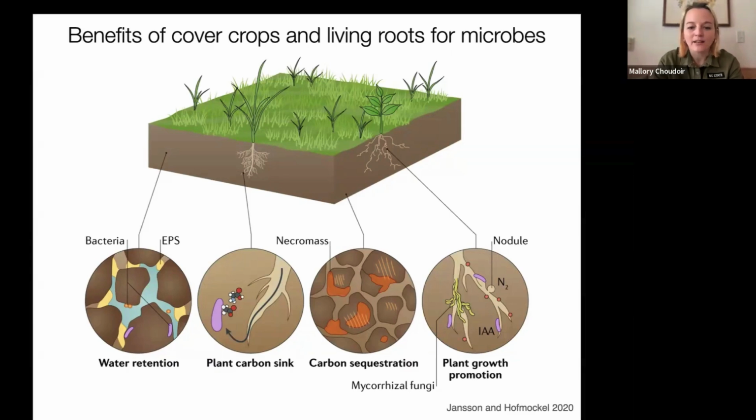The plants provide microbes in the rhizosphere carbon, so improving the plant carbon sink in the soil, which ultimately contributes to carbon sequestration as microbes die and this carbon is protected. And then finally, it promotes plant growth through the interaction between plant roots and mycorrhizal fungi, as well as other beneficial microbes.